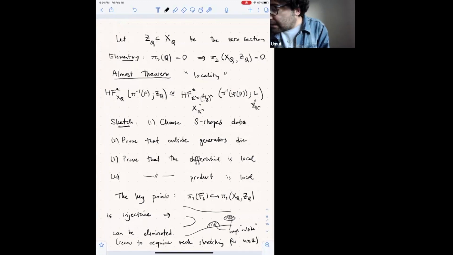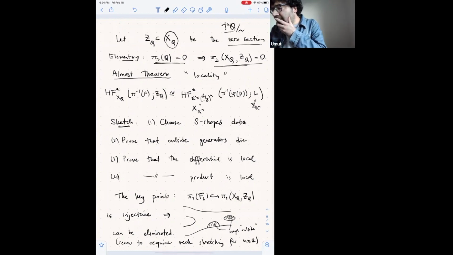So now inside this X_Q, this symplectic manifold, I can also consider the Lagrangian given by the zero section. It was T*Q modulo some lattice. Inside T*Q you have the zero section, and this zero section descends to the quotient and gives you a Lagrangian section of this Lagrangian torus fibration. And you can check that under this assumption, pi_2 of Q being 0, this relative homotopy group is equal to 0. So I can do Lagrangian Floer homology with no problem.